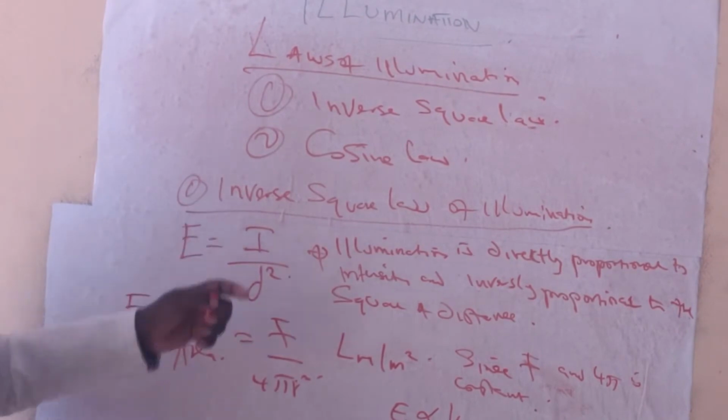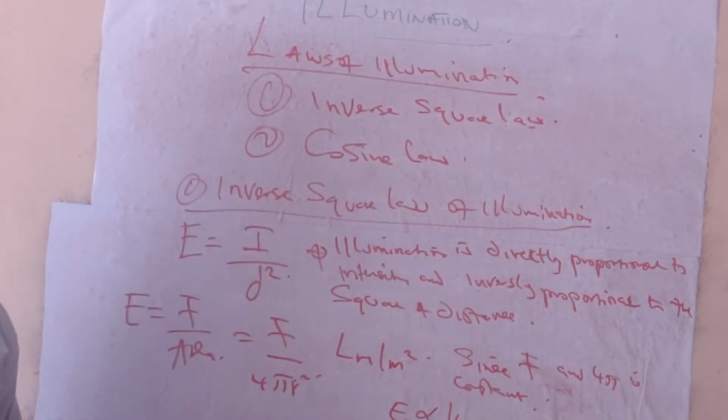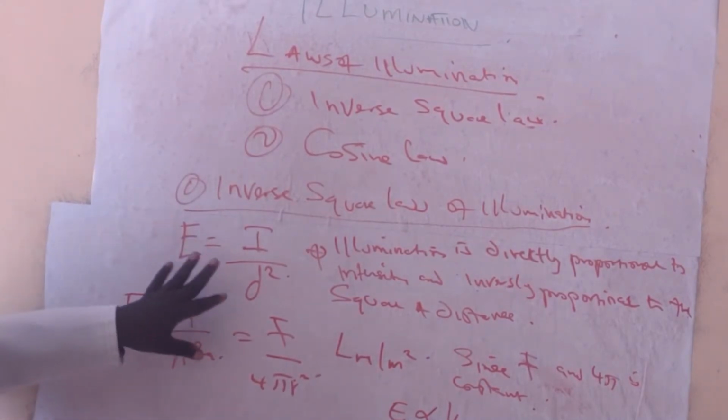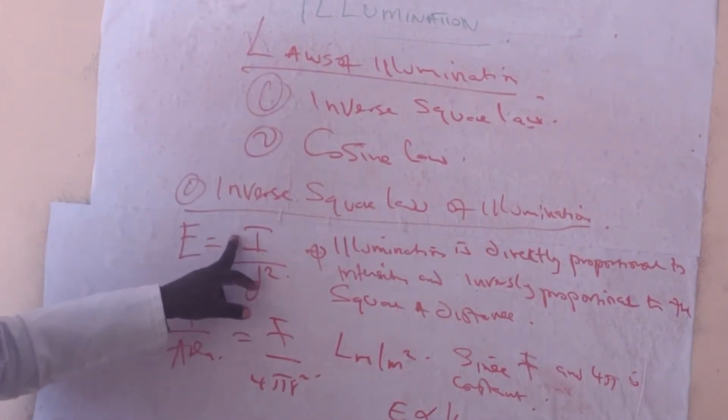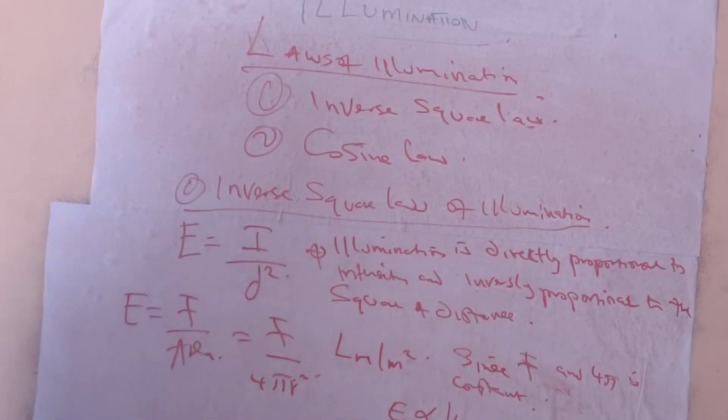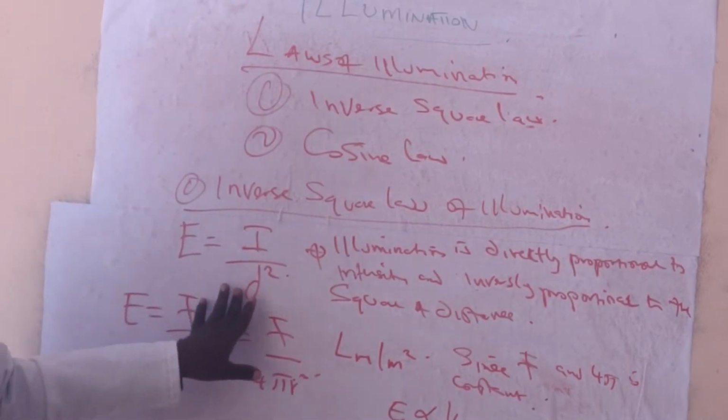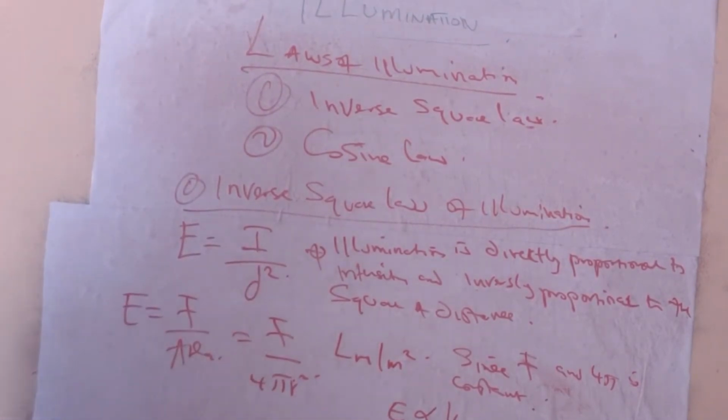So that is the inverse square law of illumination. It means the illumination is directly proportional to the intensity and inversely proportional to the square of distance. That is the inverse square law.